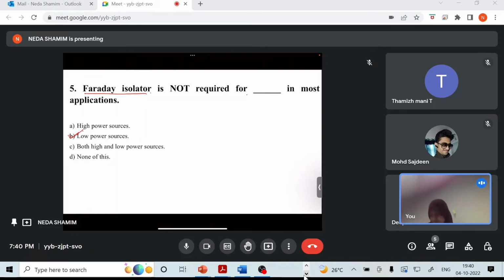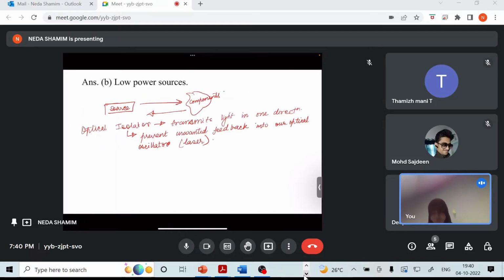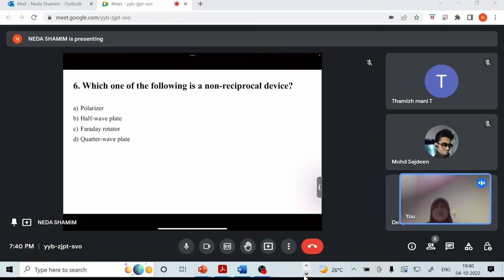Okay, let's move on to the next question. Which one of the following is a non-reciprocal device? I've already told you which is a non-reciprocal device. Yeah, that's a Faraday rotator. It works on the Faraday effect.